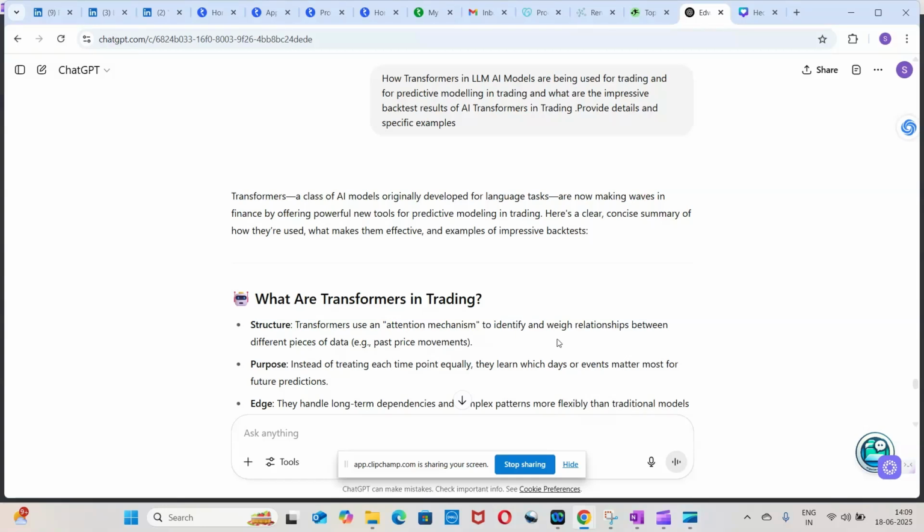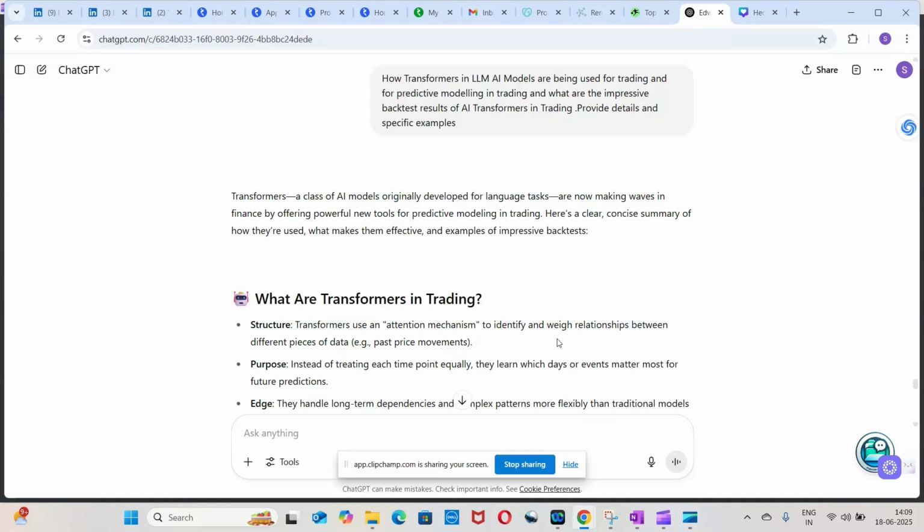Today we are going to discuss transformers, AI models which are used in LLMs, large language models. But these models are now being used in trading as well, for predictive modeling, and they have very impressive backtest results. We will go through specific examples of these backtest results as part of the video today.